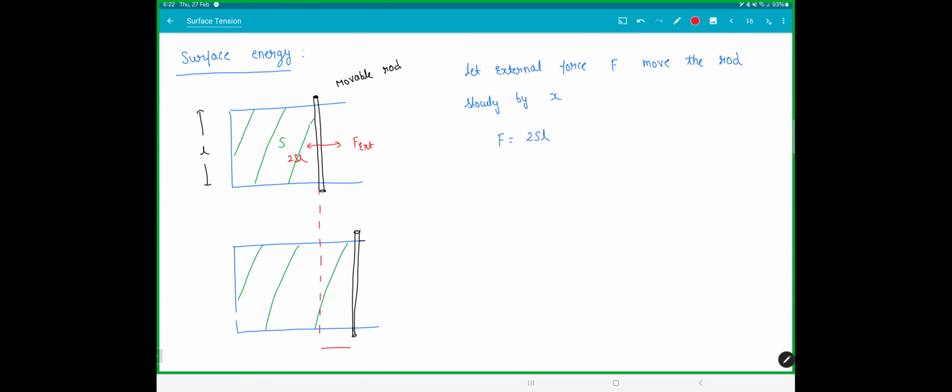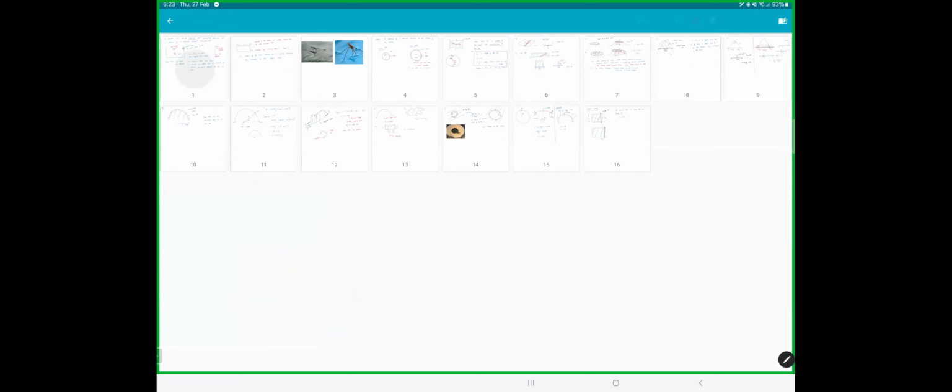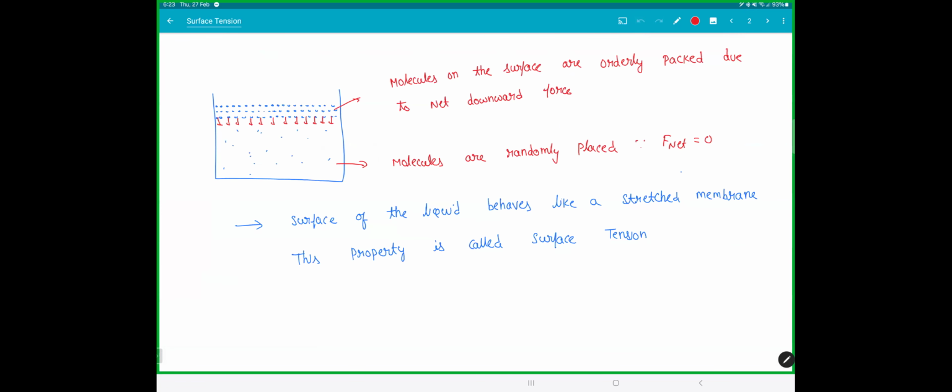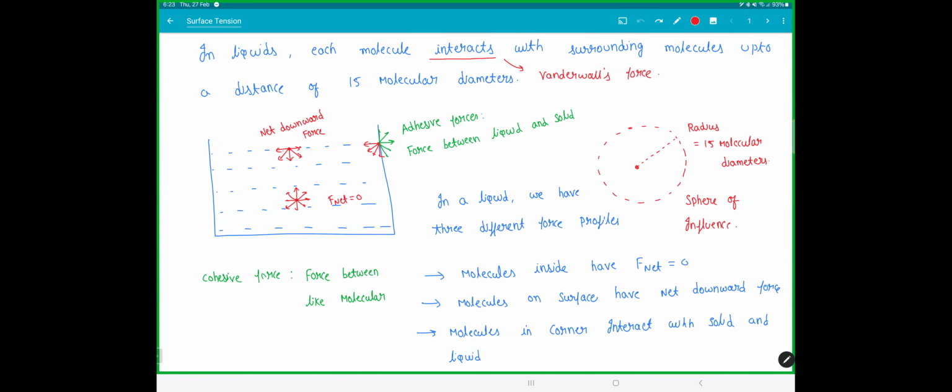Now let's try to see this qualitatively, what is happening. Do you remember the story in the beginning when we started? We said the molecules on the surface have a net downward force, right? And the inside molecules have a net force zero. So these people are a little chilled out. So they're kind of in equilibrium. They have less energy, whereas the molecules on the surface have more energy.